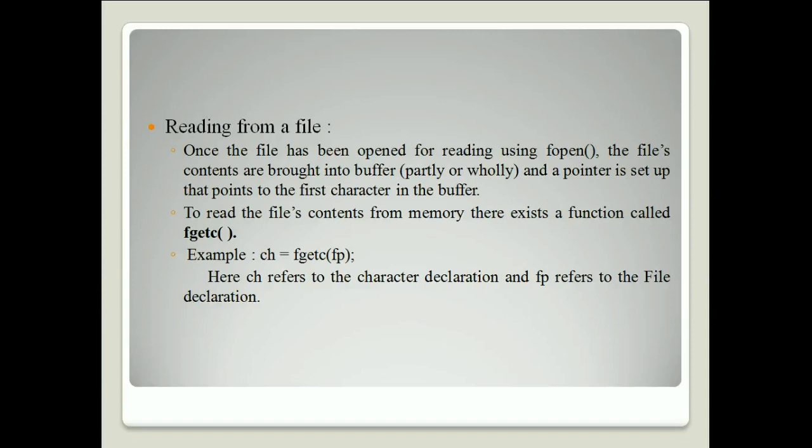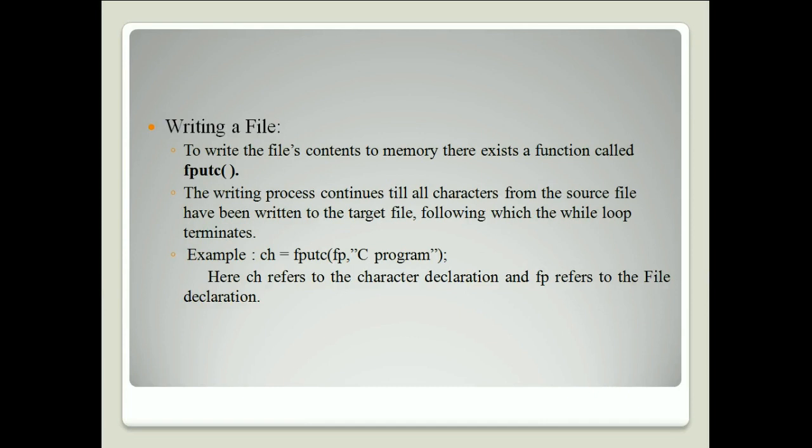Now we shall see how to read a file. Once the file is opened, we can read it by using the fgetc function. First, the file contents are brought into the buffer, that means into temporary memory, and the pointer is set to the first character in the buffer. For example, ch equal to fgetc of fp. That is, ch is the character declaration and fp refers to the file pointer. We shall see later what is meant by fp.